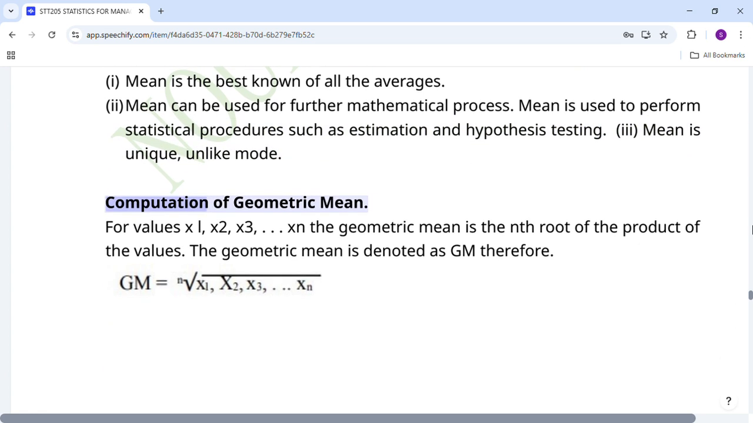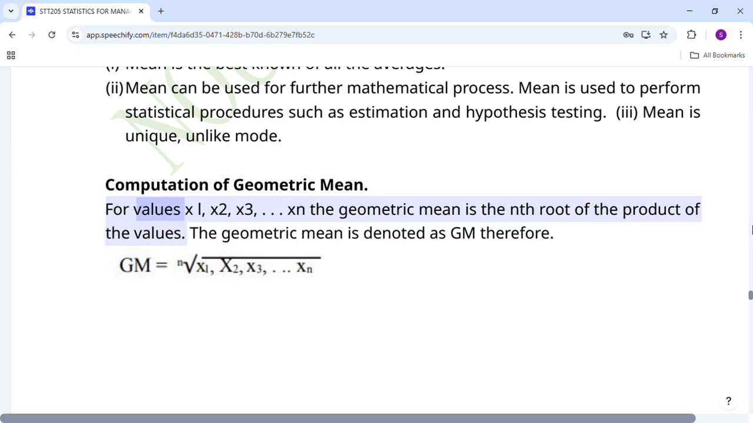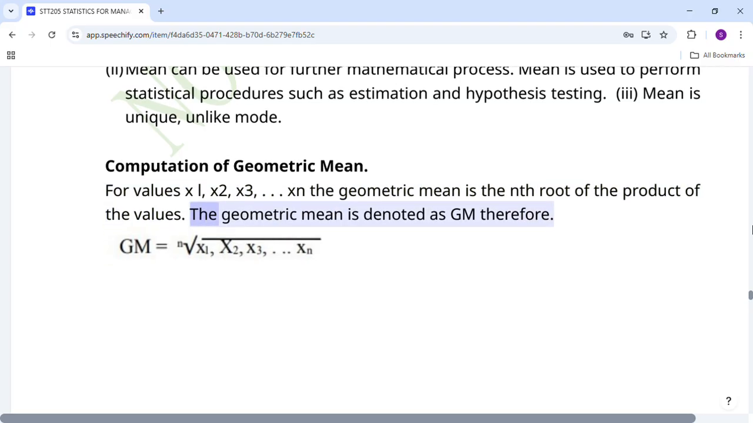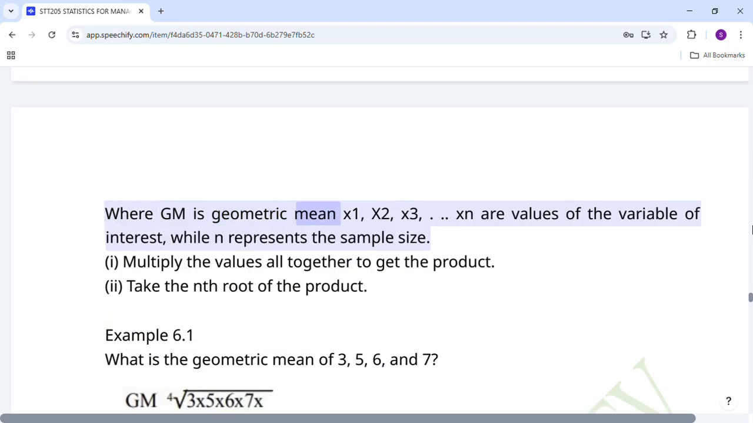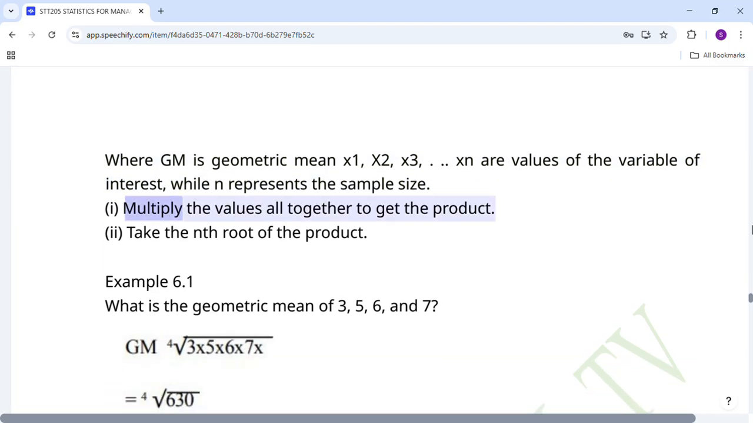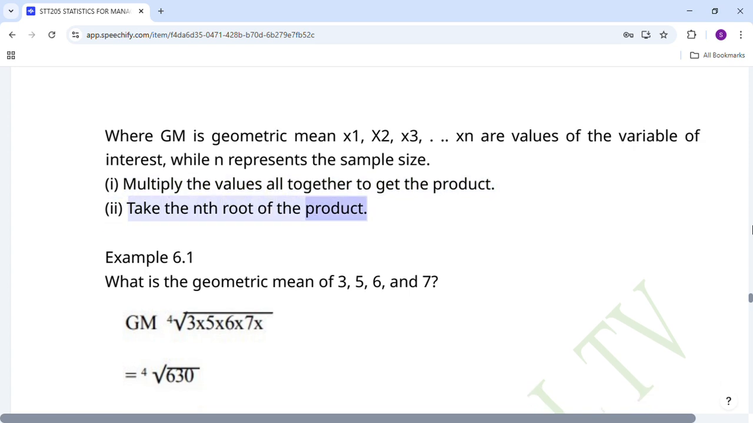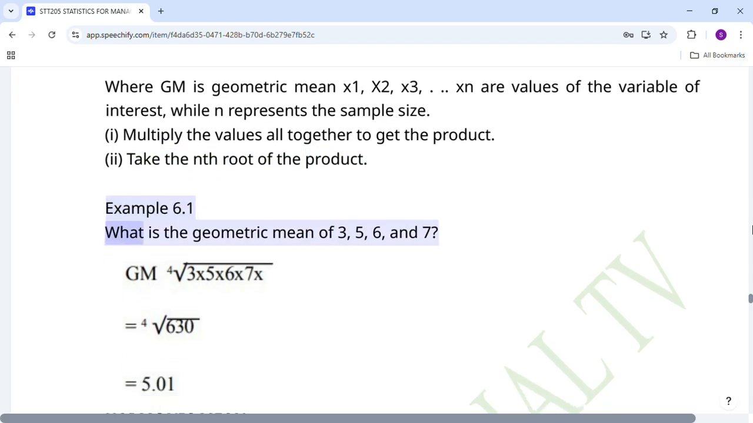Computation of geometric mean. For values x1, x2, x3, ..., xn the geometric mean is the nth root of the product of the values. The geometric mean is denoted as GM, where GM is the geometric mean, x1, x2, x3, ..., xn are values of the variable of interest, while n represents the sample size. 1. Multiply the values all together to get the product. 2. Take the nth root of the product. Example 6.1. What is the geometric mean of 3, 5, 6, and 7?